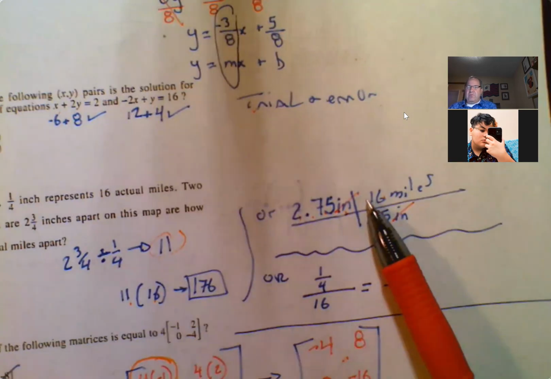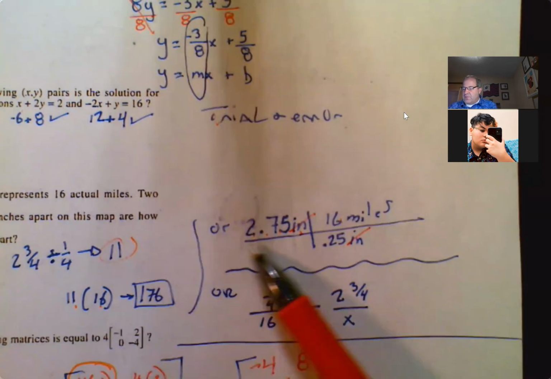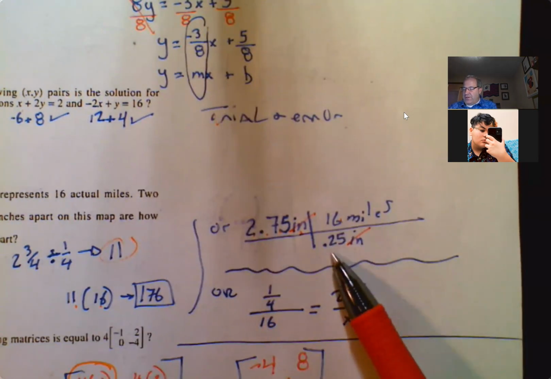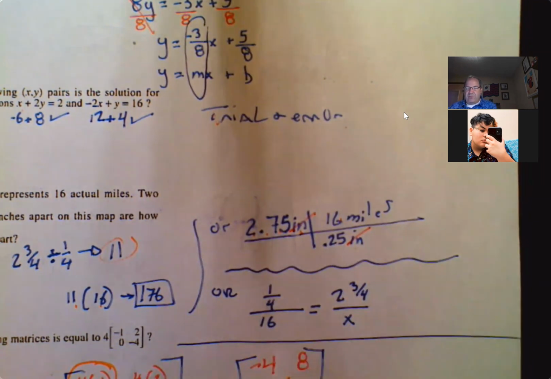The people that score really high on the ACT kind of think of things like this. Because what I would do, like the way you teach it in chemistry, right? Dimensional analysis. We're told that 1/4 of an inch is equal to 16 miles. So I would do my dimensional analysis to figure it out.